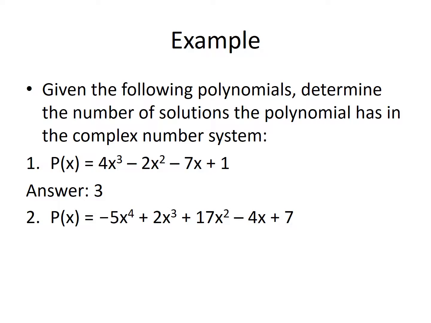Exactly 3. Our second example is the polynomial given here. Negative 5x to the 4th plus 2x cubed plus 17x squared minus 4x plus 7. And again, we apply the same kind of thinking. So we simply say, what's the degree of this polynomial? And in this case, the degree is 4. And this means that there will be exactly 4 solutions to this polynomial in the complex number system.